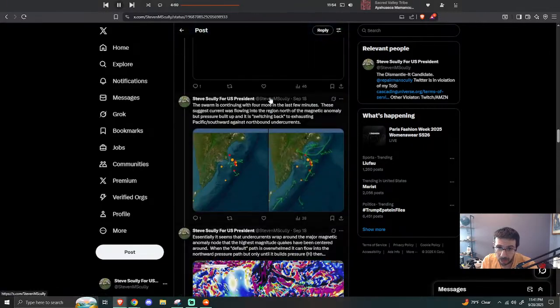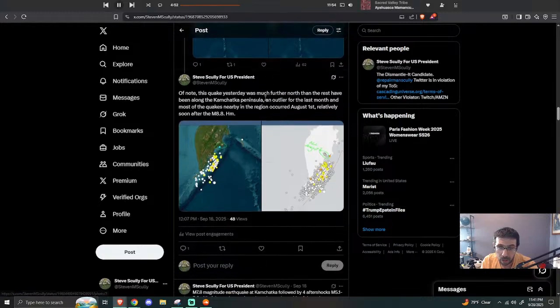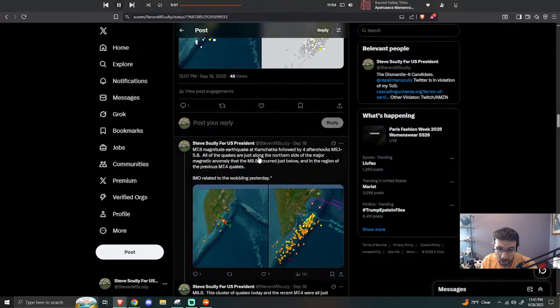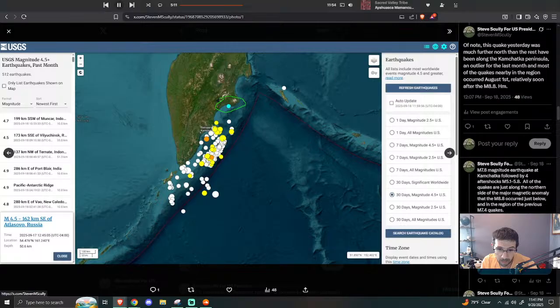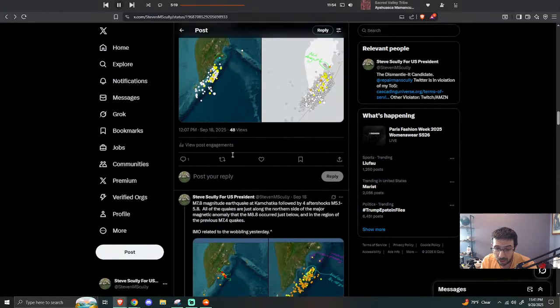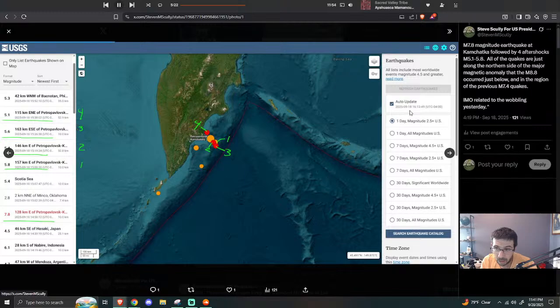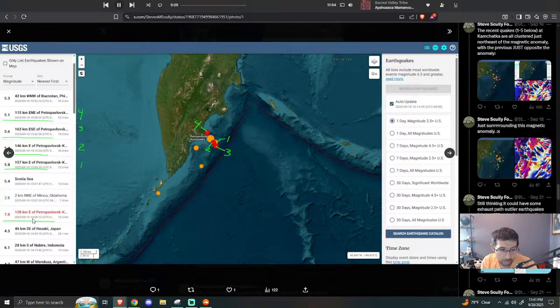This thing is freaking unnavigable. Outlier for the last month, and this was on the 18th. And then a 7.8 magnitude, which I'm not sure if that's in here. I think that's that one. This is on the 18th. Yeah. Which was at 2:58.